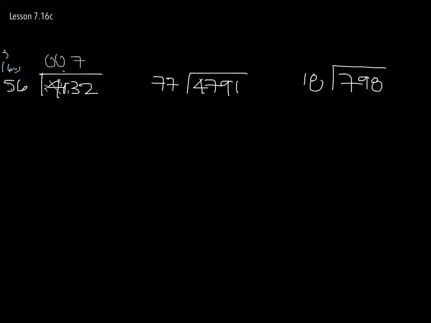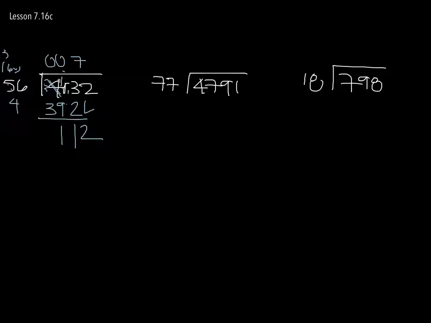Alright, 7 times 6 is 42, write down the 2, carry the 4. 7 times 5 is 35, plus 4 would be 39. Now we're going to subtract. Can't do. 3 less 2 is 1. 0 less 9 I can't do. Borrow neighbor, 4 becomes 3. 0 becomes 10. 10 less 9 is 1. And then we're going to bring down our 2.